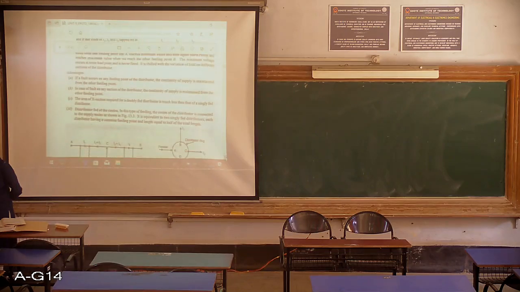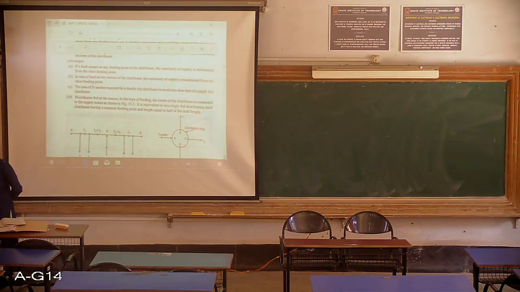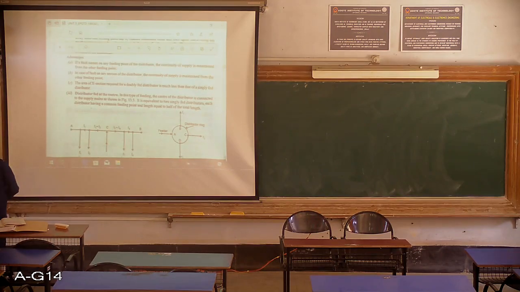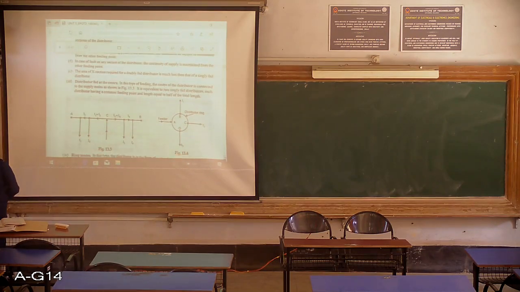Here usually we do not have problems; we will be taking only the first two cases. In this type, the center of the distributor is connected to the supply mains as shown. Here you can see I have a feeder which feeds this distributor, so it is fed at the center point C. So it is equivalent to two singly fed distributors.